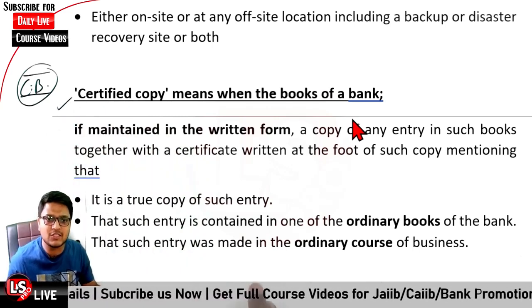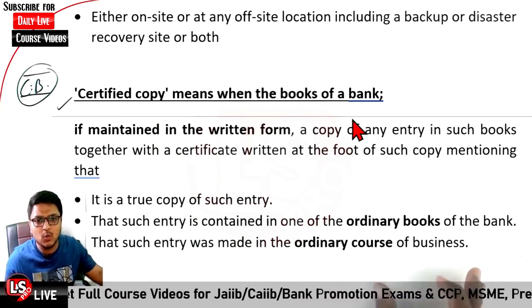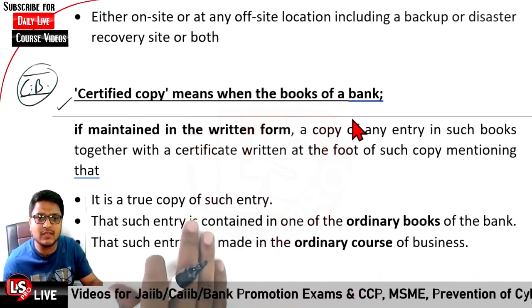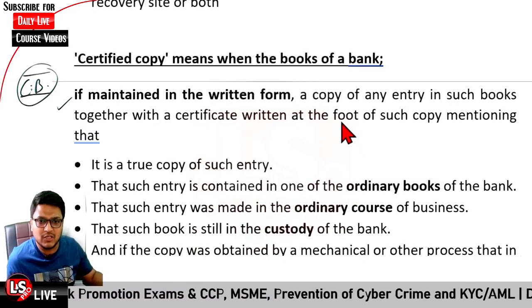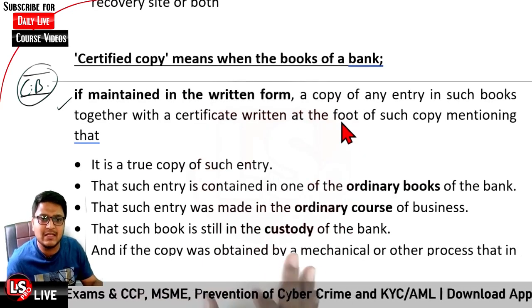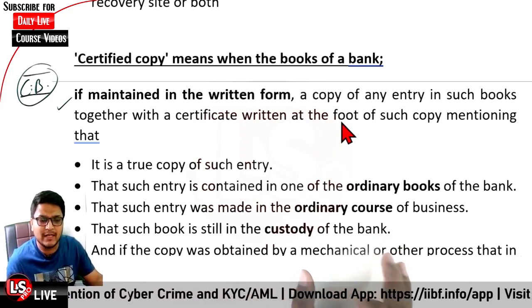And further, that such entry was made in the ordinary course of business. It means this entry existed as per the ordinary course of business and was not made specially. And further, that such book is still in the custody of the bank. So that is the certification that you are required to mention.